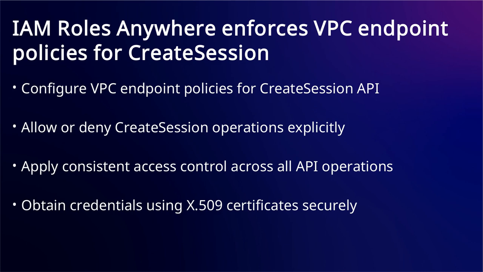endpoint. This change applies consistent access control across all IAM Roles Anywhere API operations, closing the previous gap. You can now obtain credentials using X509 certificates with the same fine-grained VPC endpoint policy controls that apply to other operations, available in all regions where IAM Roles Anywhere operates.